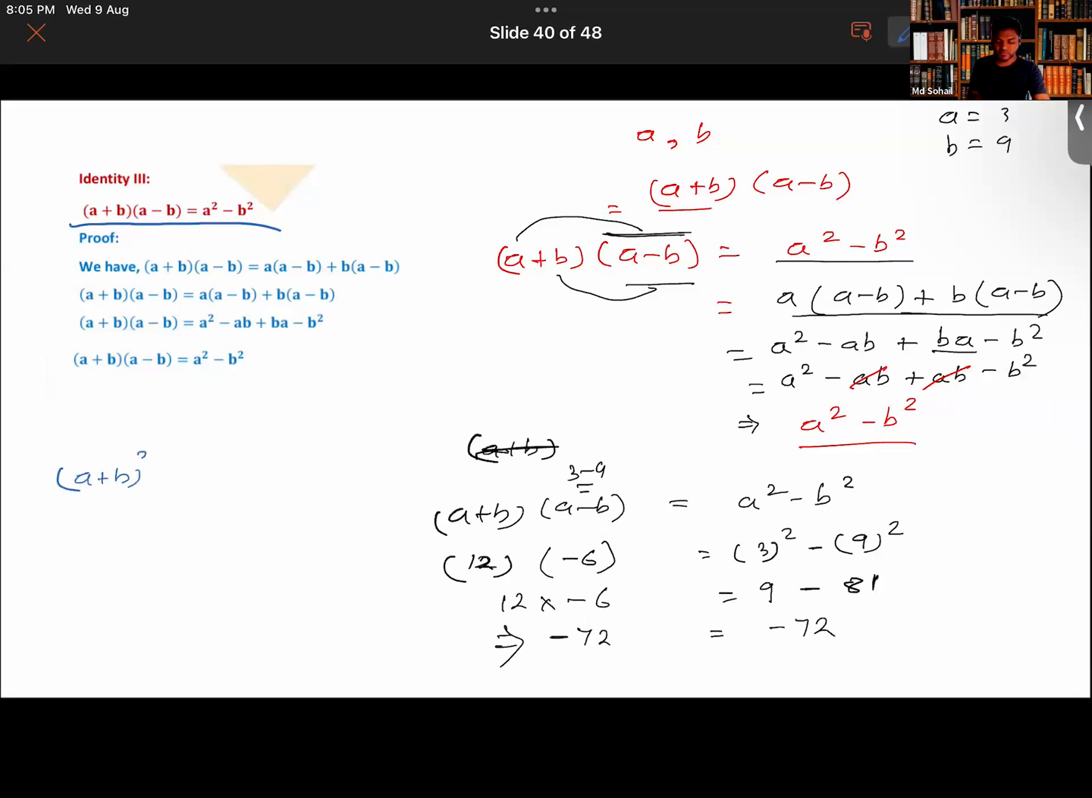A plus b whole square equals a square plus 2ab plus b square. Okay, good.